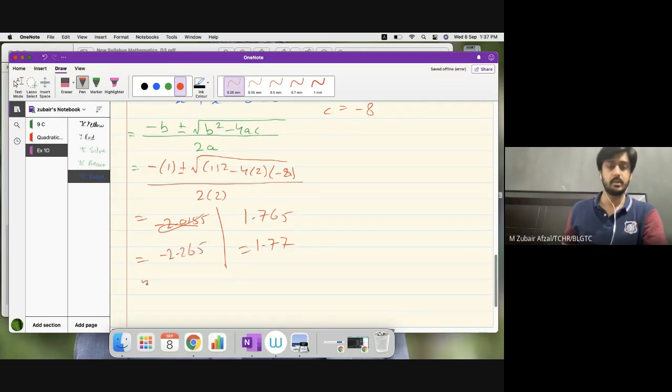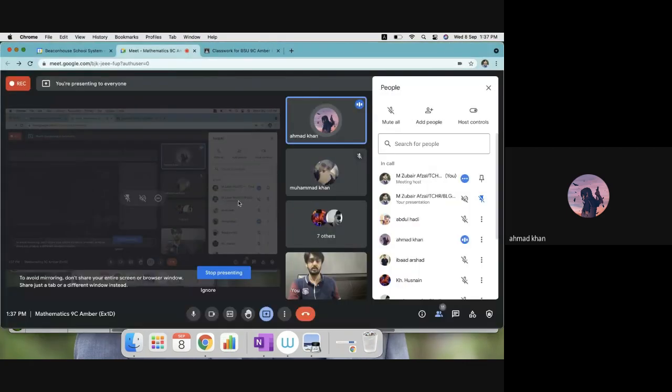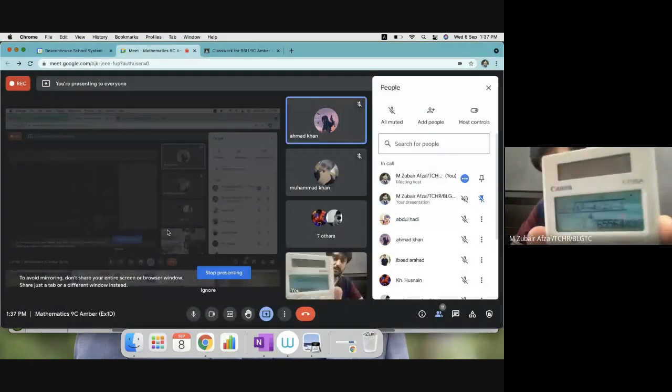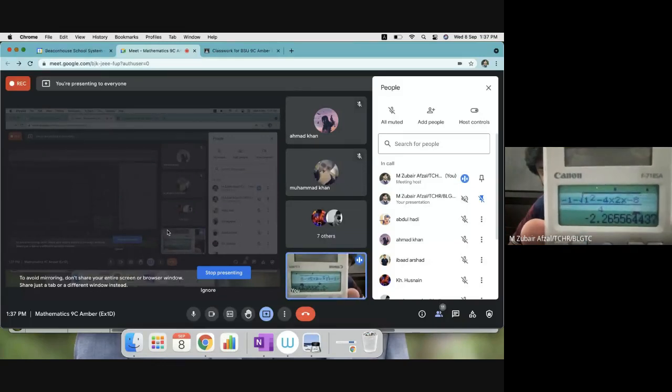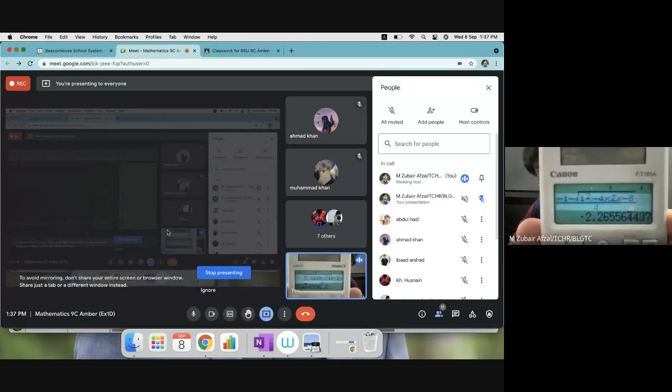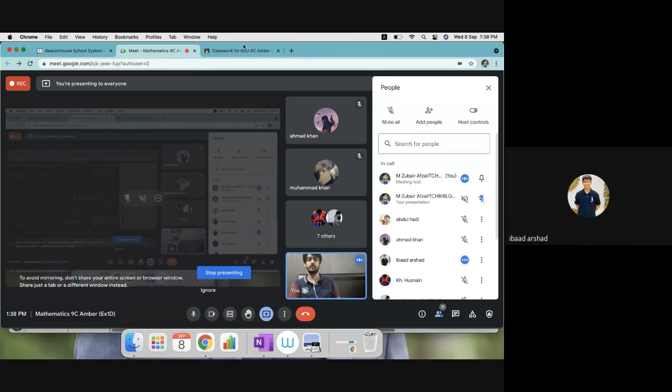2.265, which is minus 2.27. Make sure you've placed the negative numbers in the right places. B is 1. Yes sir, it's written correctly, it's correct in the calculator also, sir, my answer is right. Look at this: minus b minus under the root b square minus 4ac, with 8 also minus, divided by 4. Sir, the answer is right.